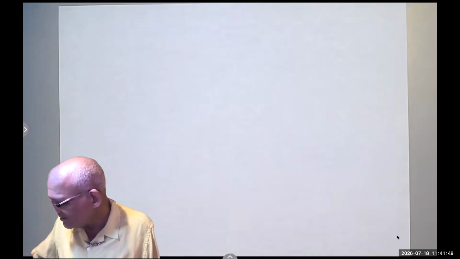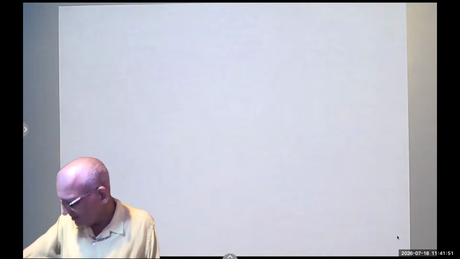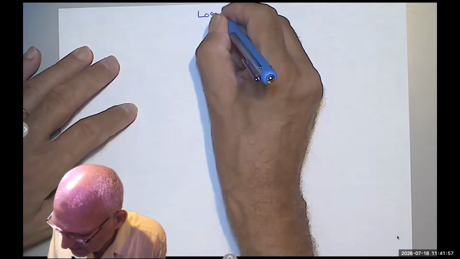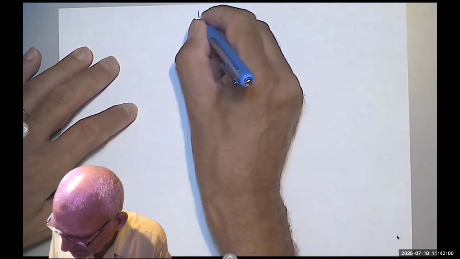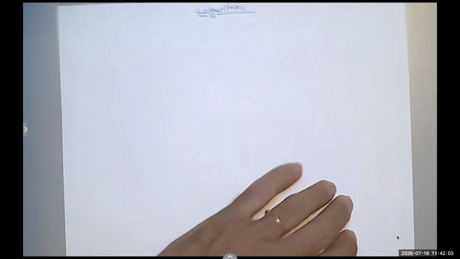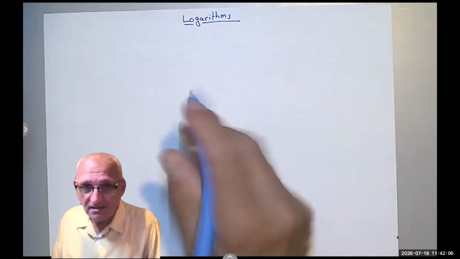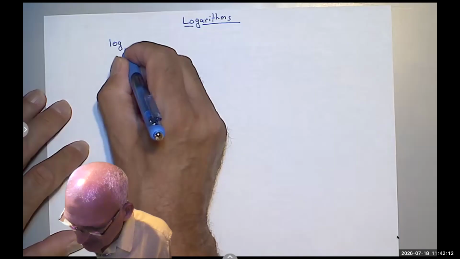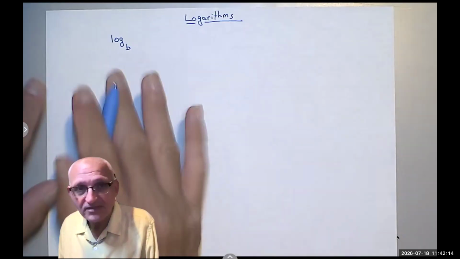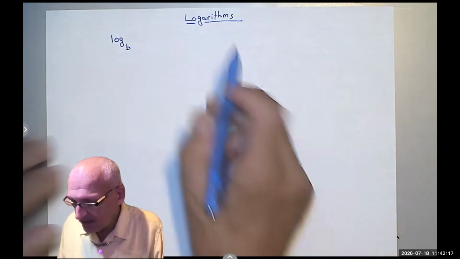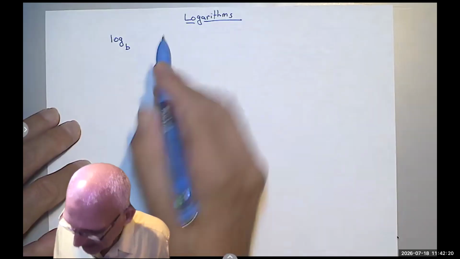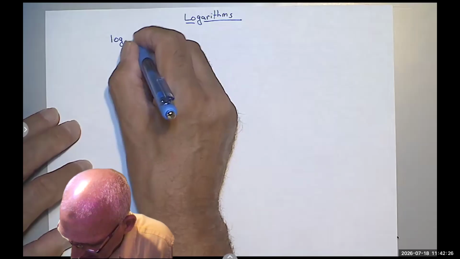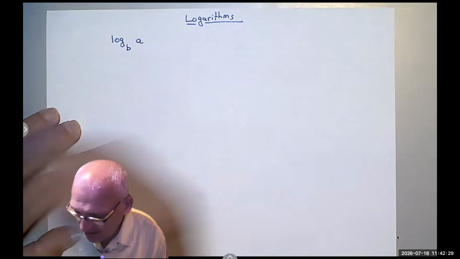So, what are logarithms? Well, logarithms are basically the inverse of exponents. For example, there are three pieces to a logarithm. First of all, we write log to the base b. Log stands for logarithm. I have to have a base, I have to have a value, let's say A or C or any letter, and an answer.